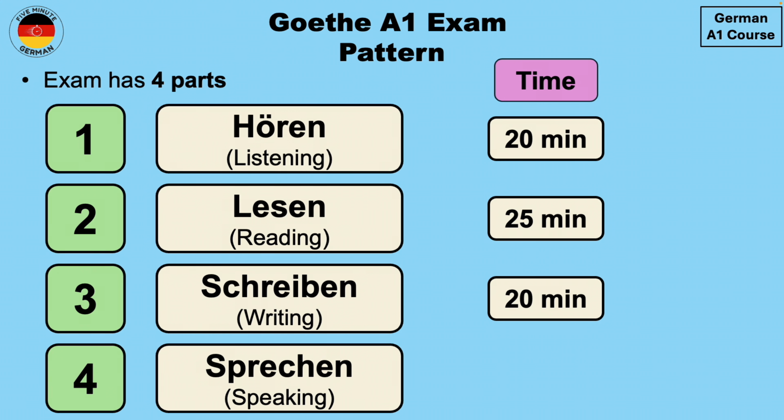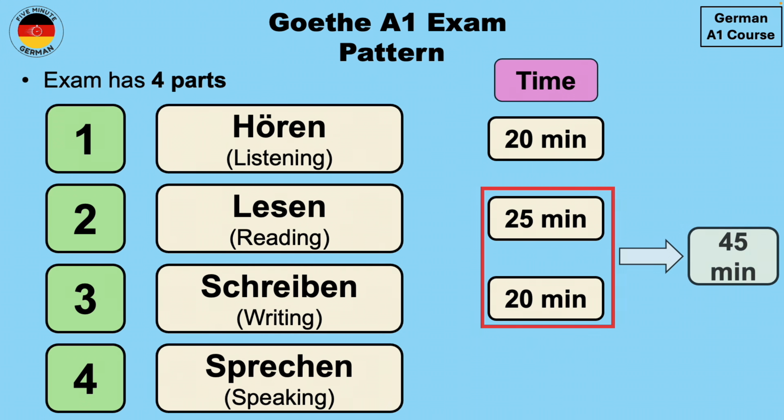But since you get the booklet for both of these parts together, you have 45 minutes in total, and it is up to you whether you take more time in Lesen or more time in Schreiben. My suggestion is that you start with the Lesen part and complete it, and then with the time you have left, you do the Schreiben part. At the end, you have the Sprechen part, which takes around 15 minutes, and this happens in groups. So you might have to wait after your exam until your turn comes for the speaking part.